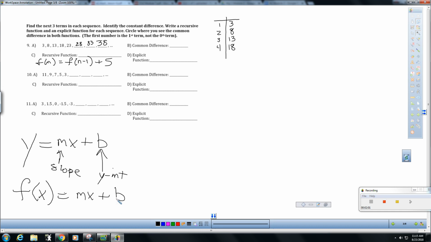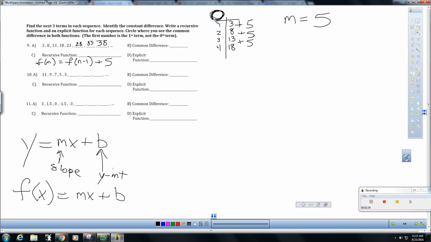So, in our problem, we're going up by 5 every time. So what does that make our slope? Our slope is 5. Now here's the tricky part. How do we find our y-intercept? Well, if we have a graph, we look at the graph and see where it hits the y-axis, but we don't have a graph. But where will it hit the y-axis? Remember, the y-intercept, you always put in a 0 for x. That's confusing. A 0 for x.